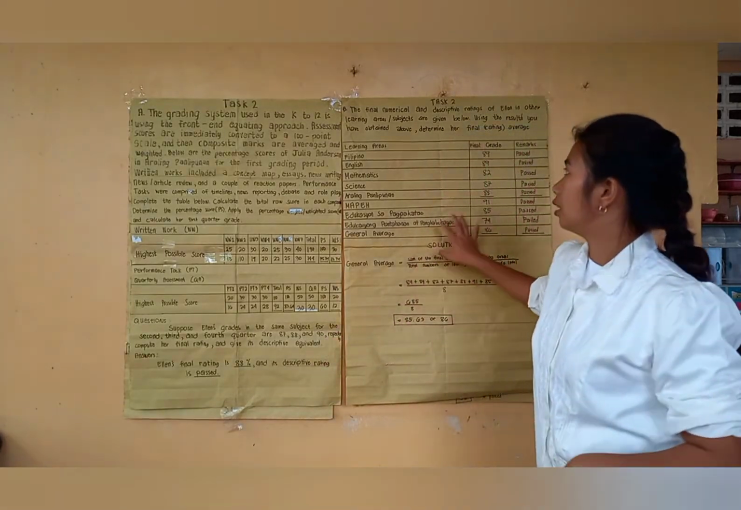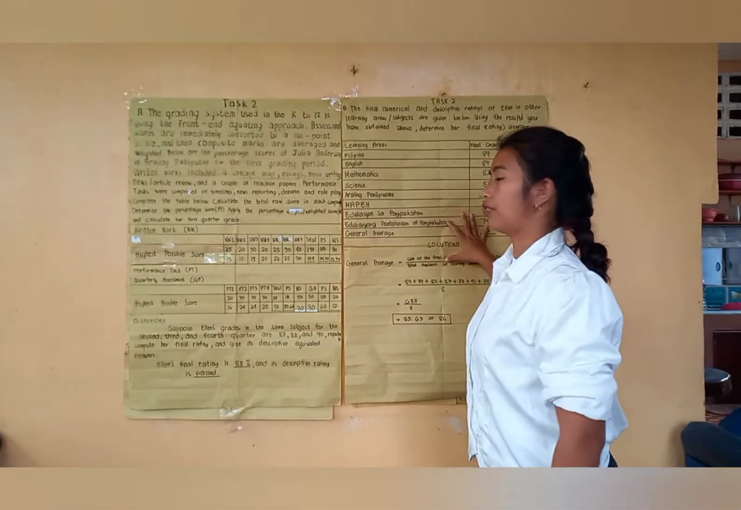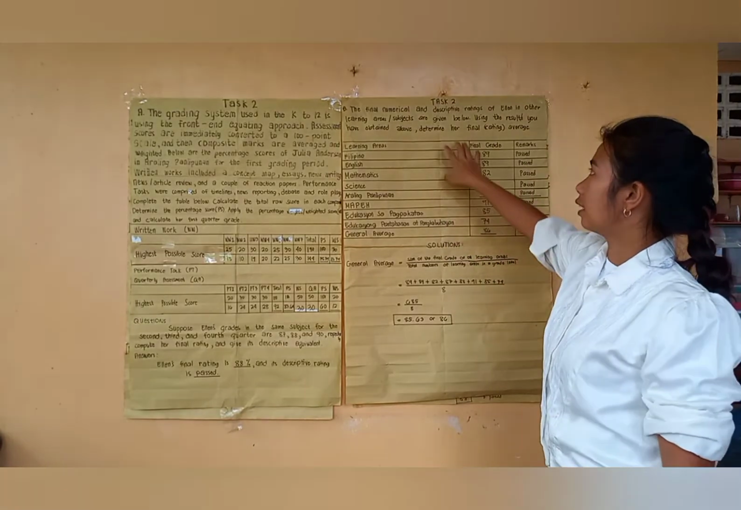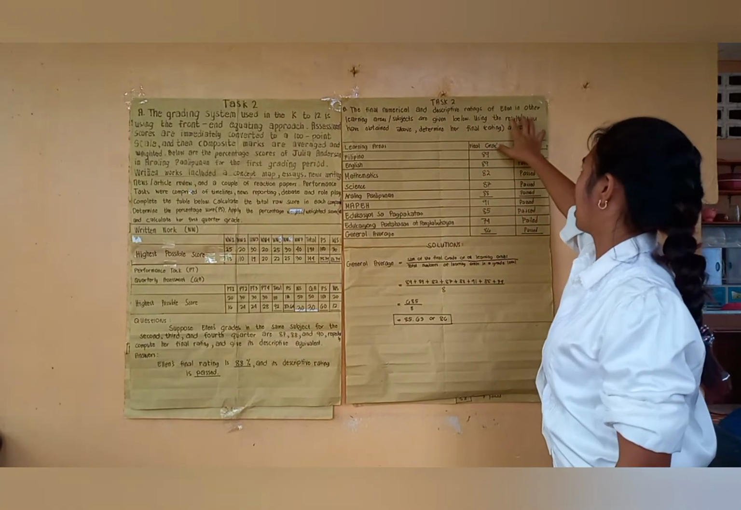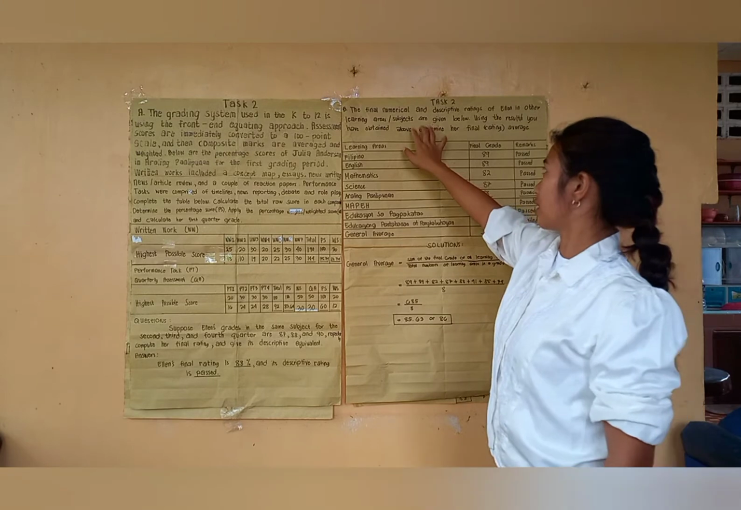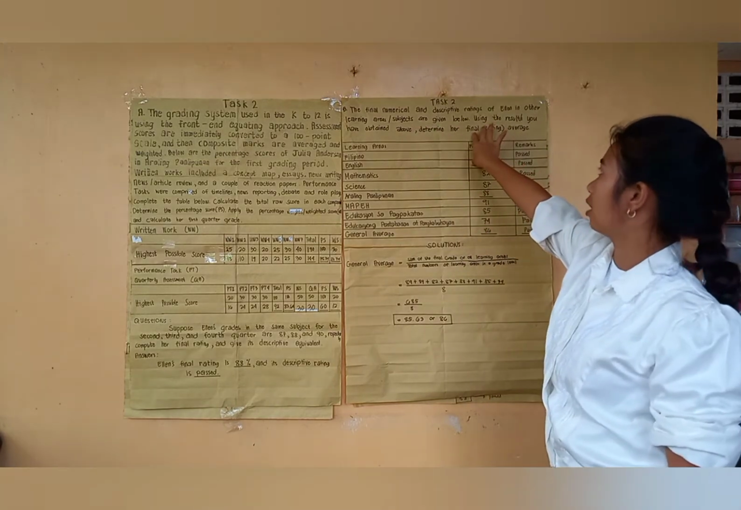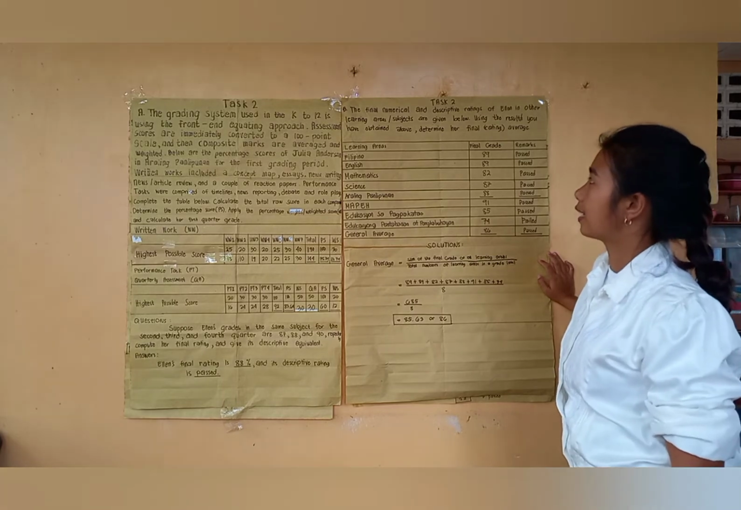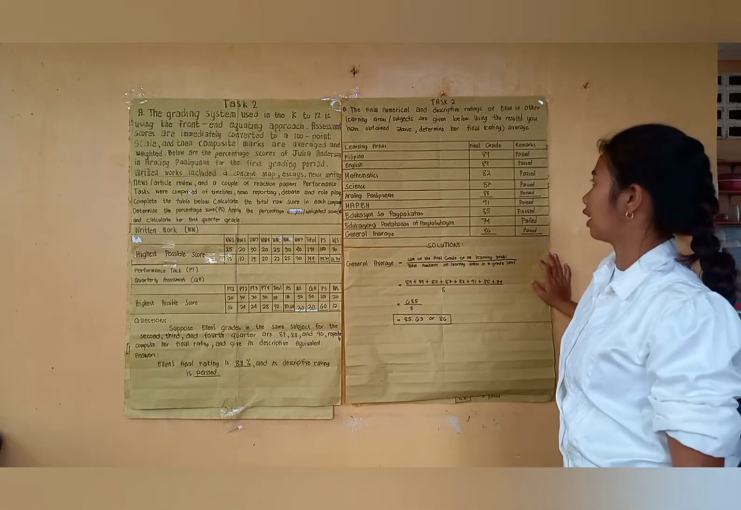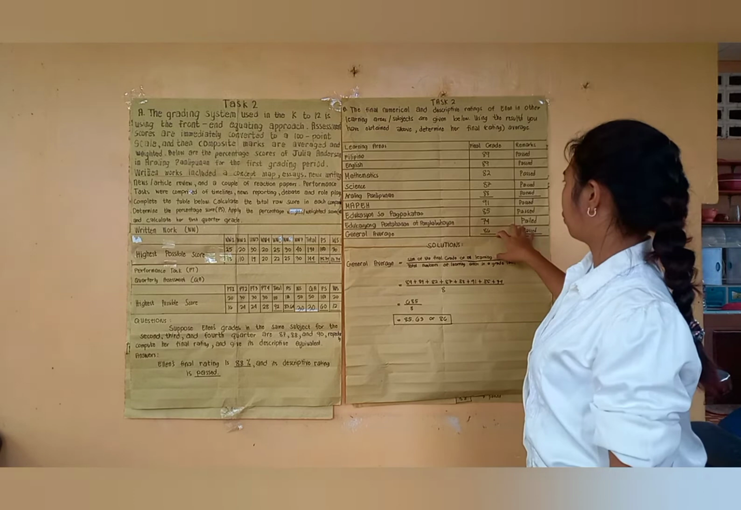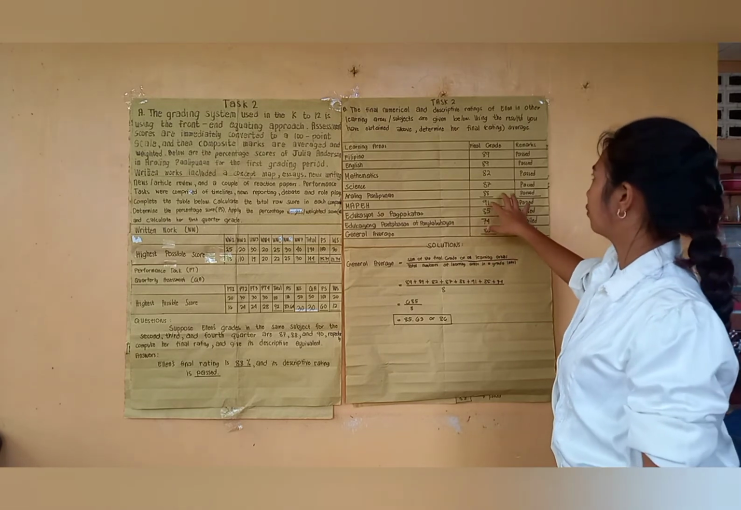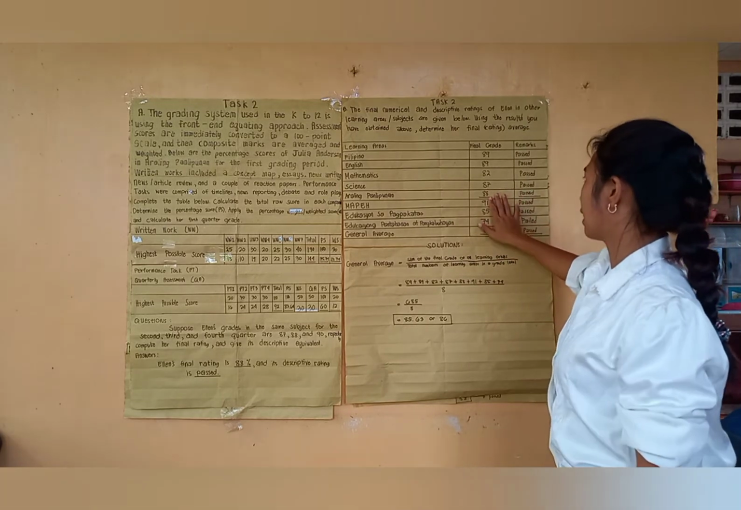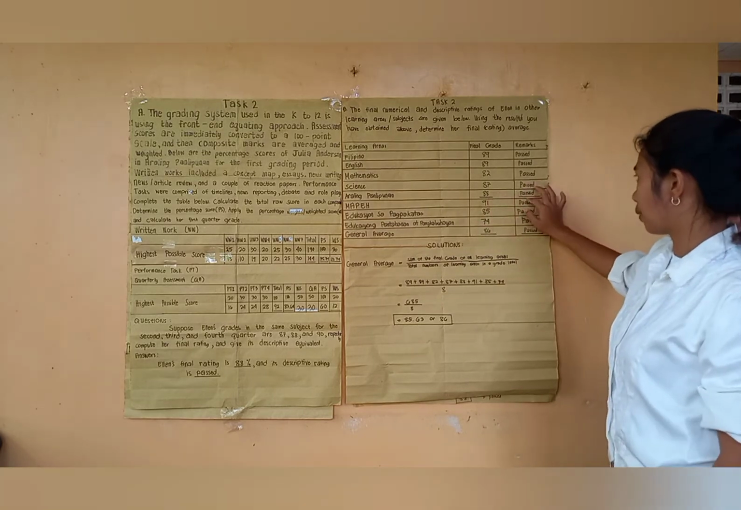So here's the continuation of Ellen's grades. The final numerical and descriptive ratings of Ellen in other learning areas or subjects are given below. Using the results you have obtained above, determine her final average. So the final grade of Ellen in Araling Panlipunan is 88. So the remark is pass.